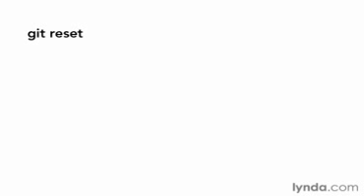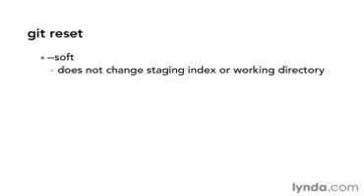But there are three different options that I want us to look at that we can use to control some of the other behaviors that it has. And those options are going to be soft, mixed, and hard. Soft is going to move the head pointer to the specified commit, and it's not going to change the staging index or the working directory at the same time. It's just going to move the pointer. It's the safest of all these options. That's why it's called soft. It's just a soft reset, move the pointer, and do nothing else.